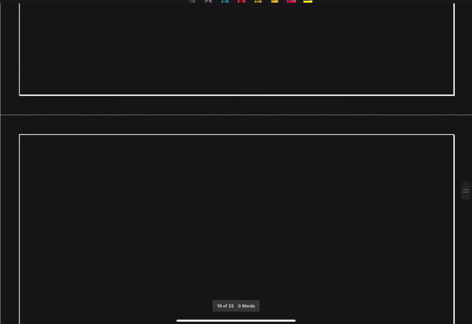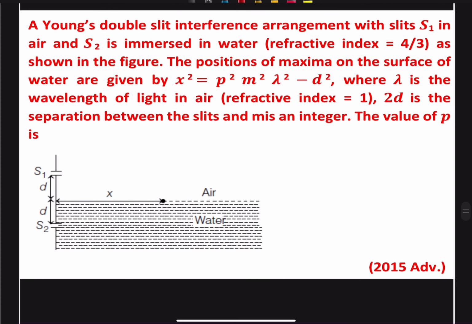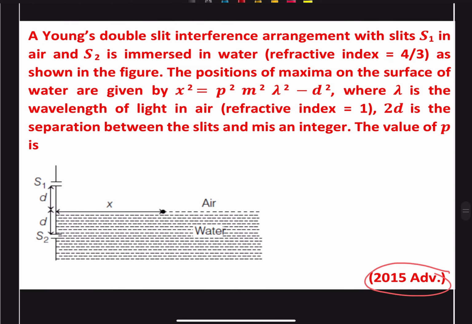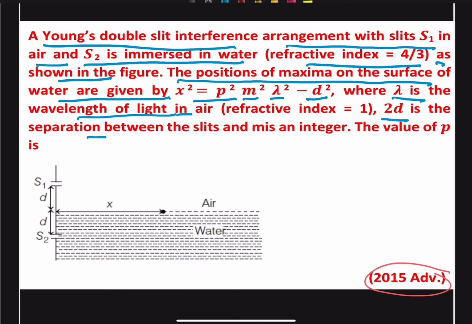So we come to the next question. It was also asked in the year 2015 Advanced, and it states that a Young's double slit interference arrangement with slit S1 in air and S2 is immersed in water, refractive index 4 by 3 as shown in figure. The position of maxima on the surface of water are given by x square is equal to p square m square lambda square minus d square, where lambda is the wavelength of the light in the air and 2d is the separation between the slits and m is an integer. The value of p is.